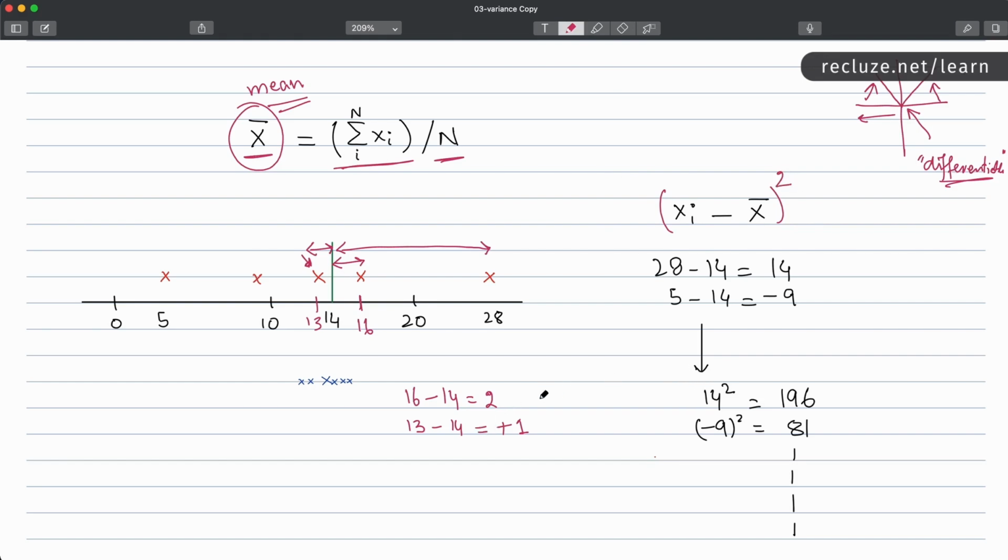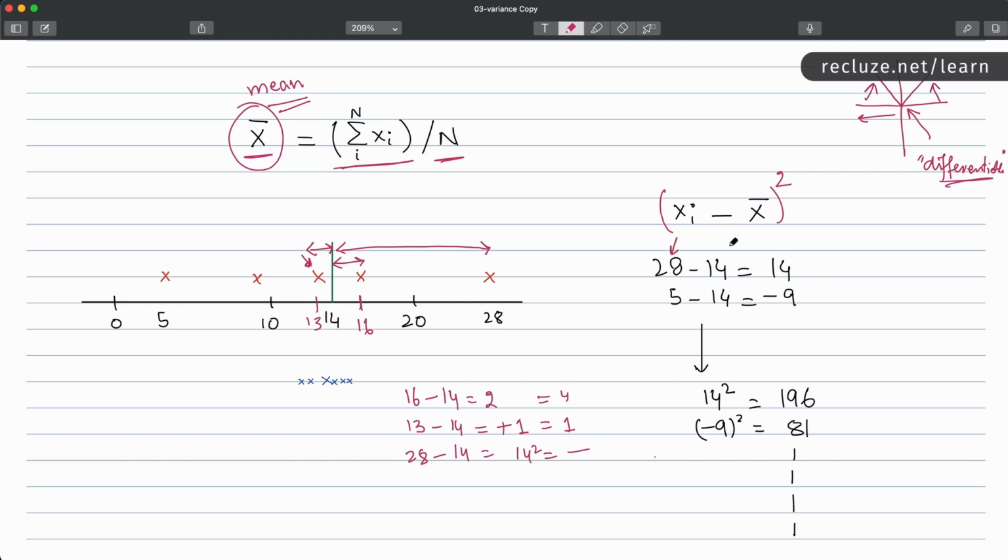So if you take this, this squared is going to be 4, this squared is going to be 1, and let's say this guy over here, 16. So 28 minus 14 is equal to 14, and we're going to square that as well. Okay.